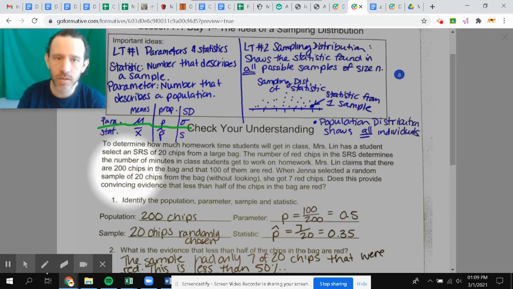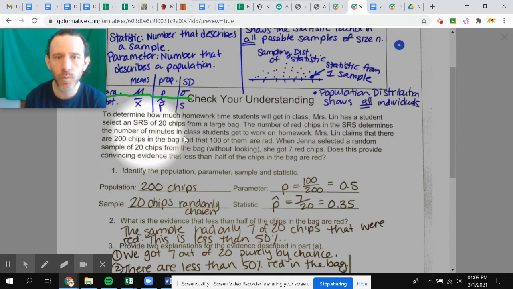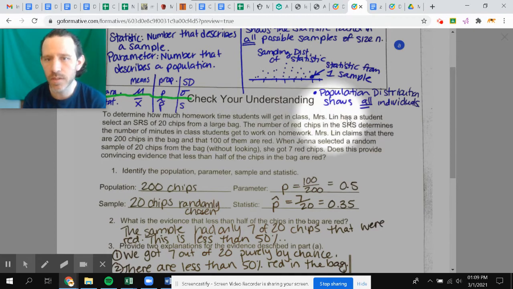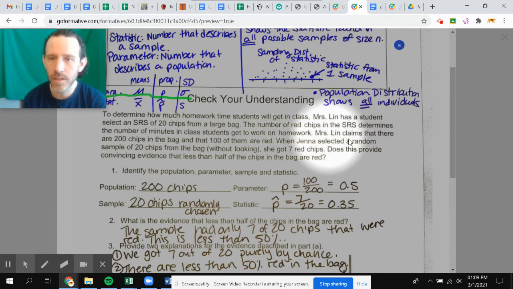So when we look at this check your understanding question down here, it says: to determine how much homework time students will get in class, Miss Lynn has a student select an SRS of 20 chips from a large bag. SRS means simple random sample. That's the way they sampled these 20 chips, randomly taking them from a large bag. The number of red chips in the SRS determines the number of minutes in class students get to work on homework. So however many red chips you take out, that's how many minutes they are going to get for their homework. Mrs. Lynn claims that there are 200 chips in the bag and that 100 of them are red.